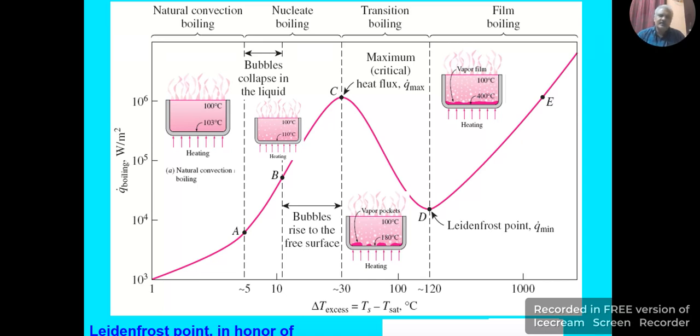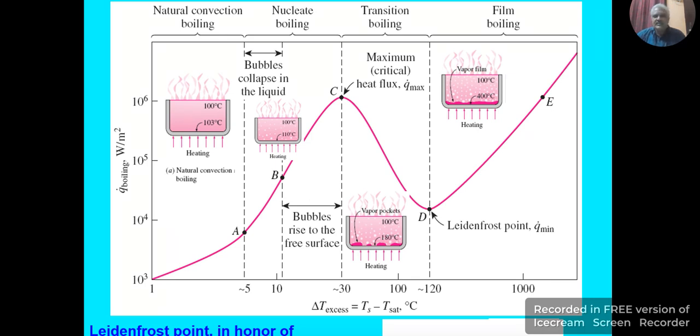In the earlier video lecture, we have seen natural convection boiling and nucleate boiling here. You could see this graph is plotted between the heat flux versus the delta T, which is the excess temperature. So in natural convection boiling, the delta T remains almost equal to 5 degrees Celsius, whereas in nucleate boiling, the delta T is almost equal to 30 degrees Celsius.